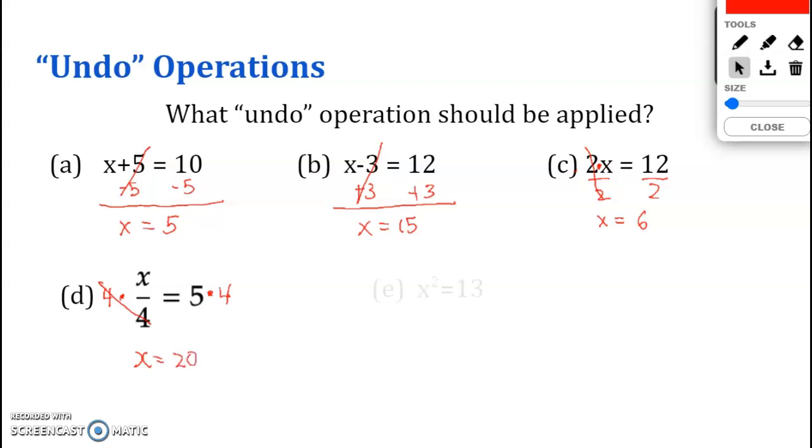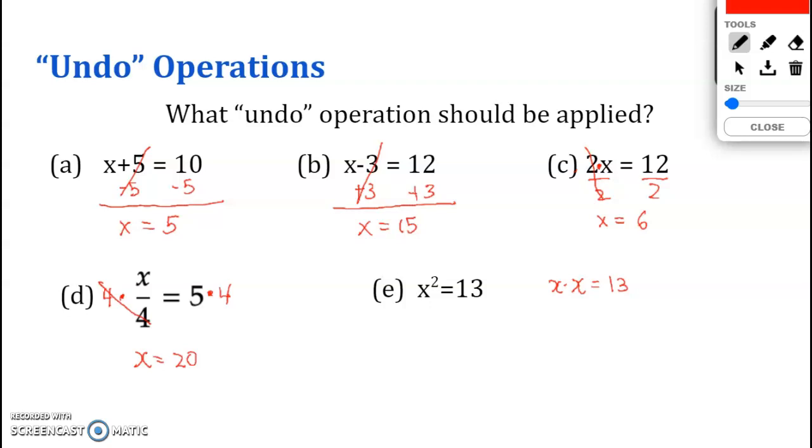Alright, then next, I have x squared is equal to 13. That gets a little bit tricky. What does it mean, x squared is equal to 13? It means that x times x is equal to 13. One number multiplied by itself twice is going to give 13 as the whole number. Well, I don't really know that. So how do I undo squaring? What is the opposite of squaring?